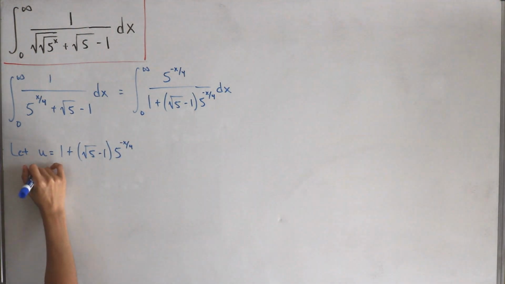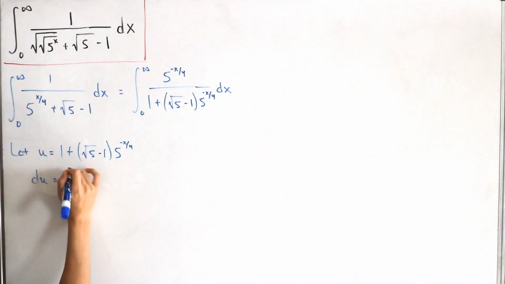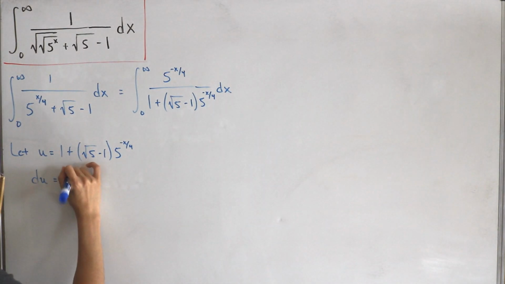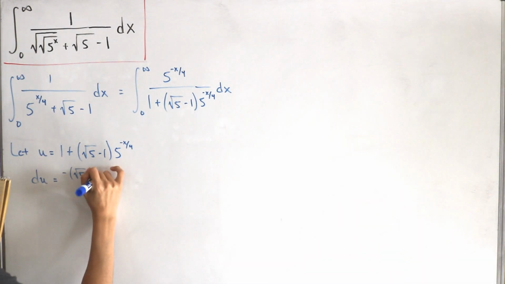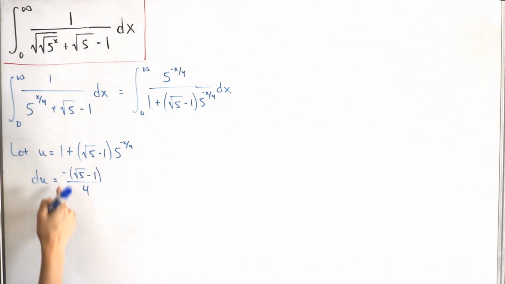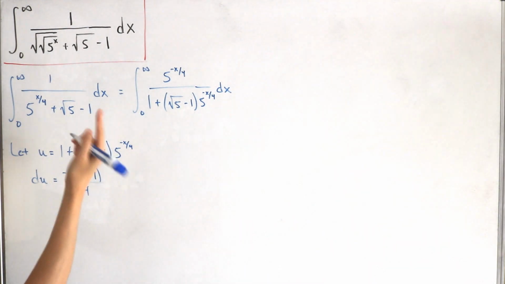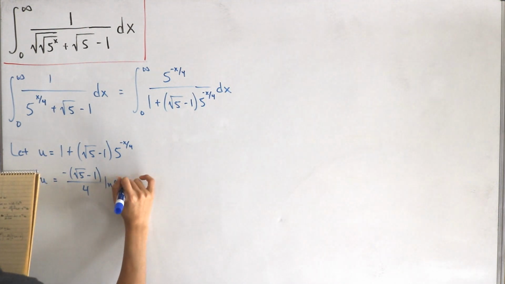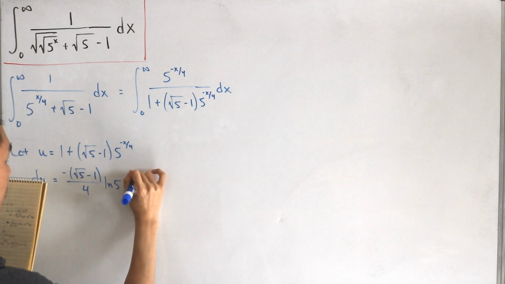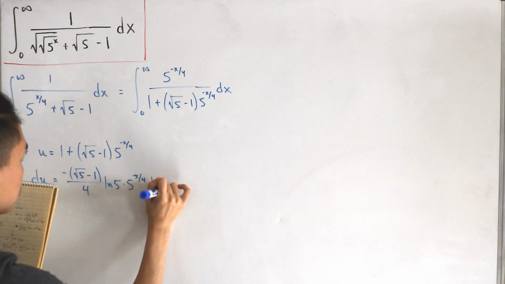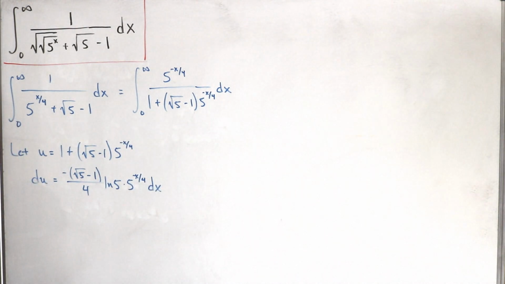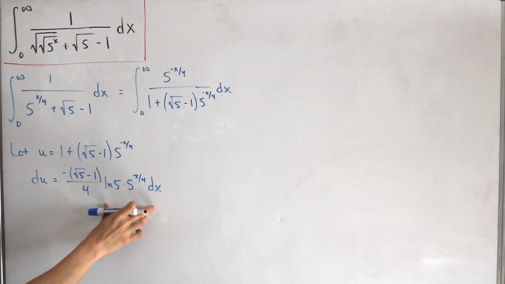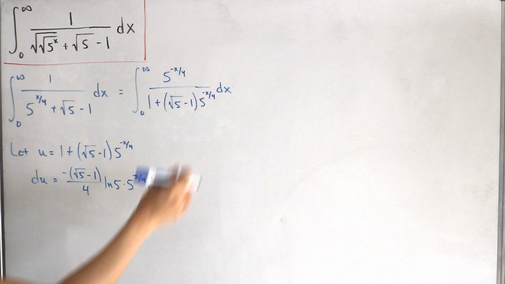So performing all this out, we're going to have du equal to negative the square root of 5 minus 1, then divided by 4. That comes from the derivative of negative x over 4, which is just negative 1 over 4, then ln of 5, and then multiply with 5 to the negative x over 4 dx. So we have that, but it doesn't look like we can do exactly just yet, since there's still a dx that we want on its own.